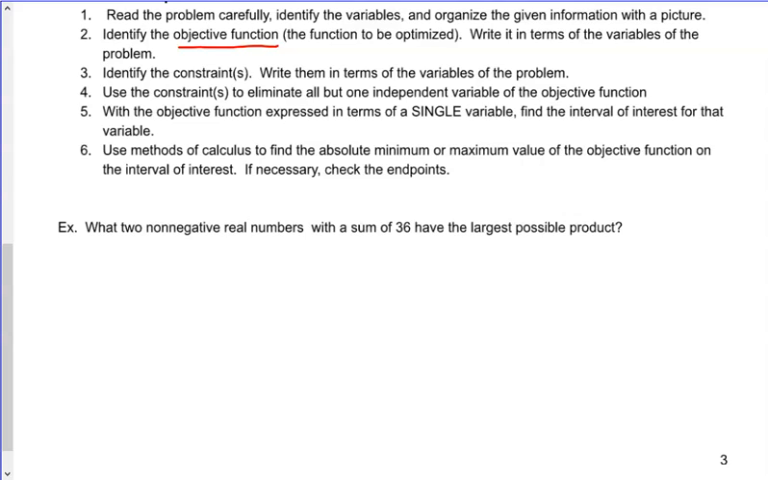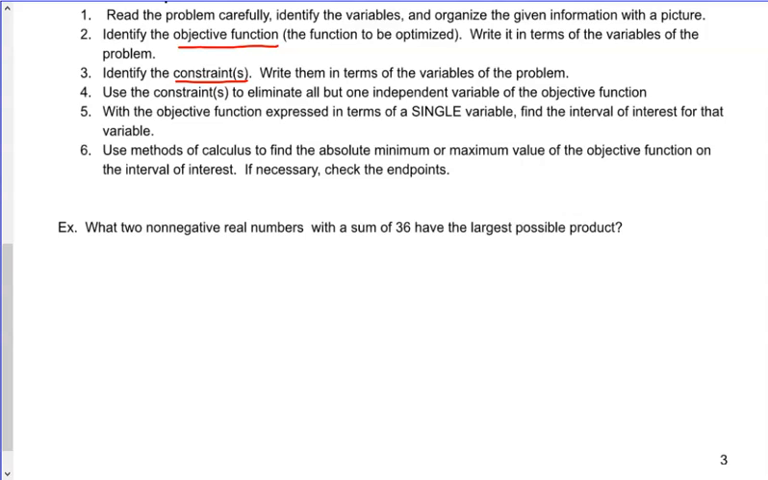Number two is really, really important because we want to identify the objective function. What is it that we are optimizing? What are we maximizing? What are we minimizing? And we want to write that in terms of variables of the problem. And that could be in terms of two different variables. But in number three, what we want to identify are any constraints. A constraint is going to be an equation or some other information that we know that would allow us to take those two variables in step two and change it into just one variable.